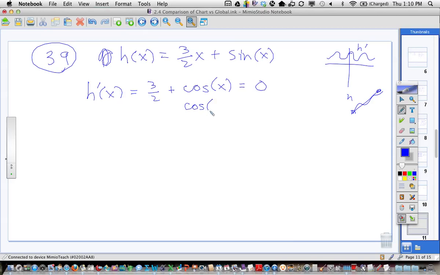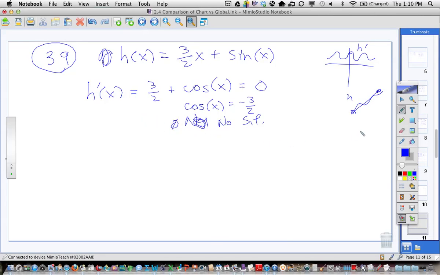So we go ahead and subtract 3/2 from both sides. And we get this. So then you say, okay, where does cosine equal negative 1.5? Yeah, so when does cosine equal negative 1.5? Well, never. So there are no stationary points, because it doesn't ever equal negative 1.5. Cosine always has to be between negative 1 and 1. So there are no stationary points.